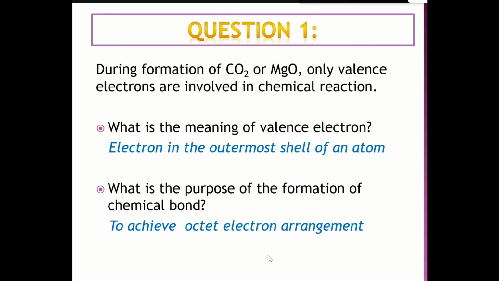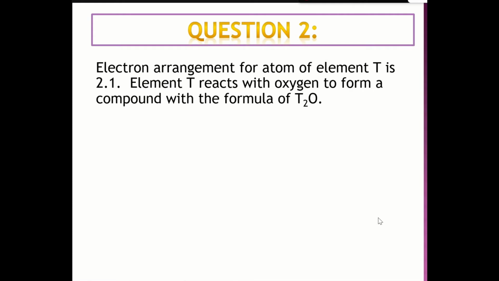Then question number two is about the periodic table. The electron arrangement for the atom of the element T is 2.1, right? They say that T reacts with oxygen to form a compound with the formula T2O. All of us know that when we refer to T, it is referring to lithium. So lithium reacts with oxygen to form lithium oxide. So T2O is lithium oxide.